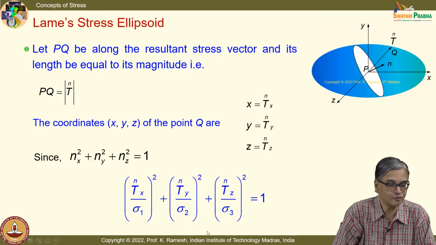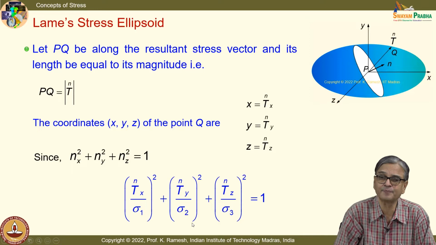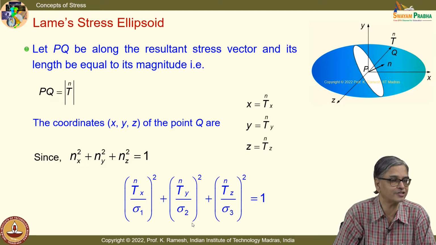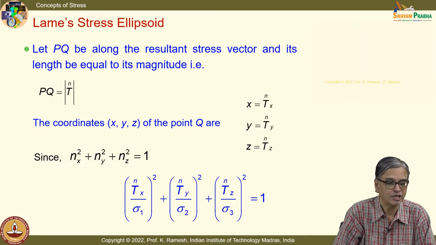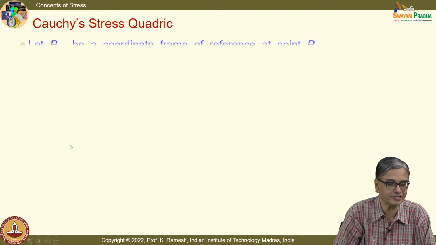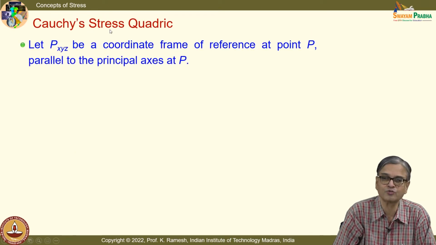Have you been able to take down the essential of this slide? Have you? That is the reason why I spell out the equation. When I spell out the equation, you have time to write that equation. Even if you have not written it completely, you can prove it later by understanding we have just used nx squared plus ny squared plus nz squared equal to 1. That's all the simple expression that we have used. Okay. So you have the other graphical representation called Cauchy's stress quadric.